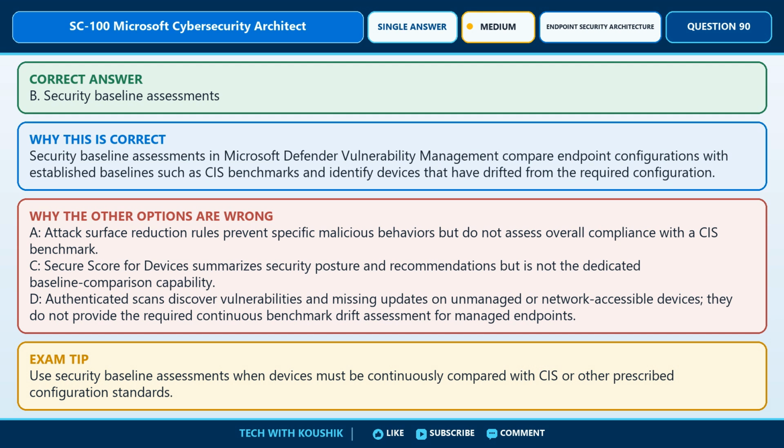Why are the other options not correct? A. Attack surface reduction rules prevent specific malicious behaviors, but do not assess overall compliance with a CIS benchmark. C. Secure Score for devices summarizes security posture and recommendations, but is not the dedicated baseline comparison capability.